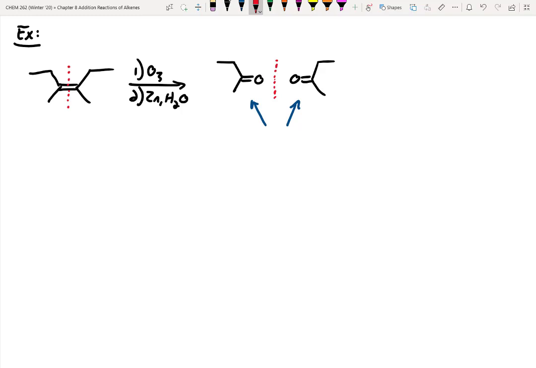Does that kind of make sense? What's the relationship between these 2 products? They're identical. So in this case, we would get 2 equivalents of the same ketone. So in this example, we're not getting aldehydes, we're just getting 2 ketones out, right? Does this make sense?